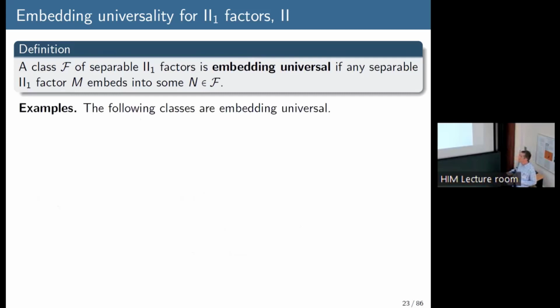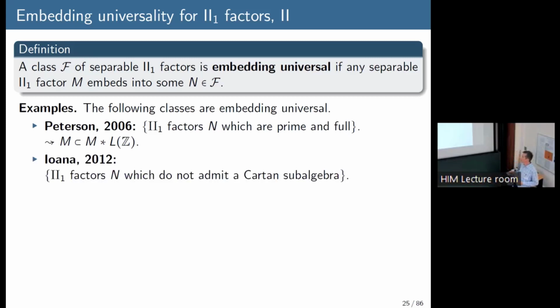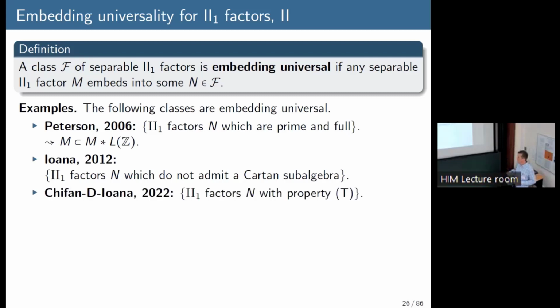And in the literature, there already exist some classes that are embedding universal. For instance, by the work of Jesse, the class of II_1 factors that are either prime or full is already embedding universal. Also, by the work of Adrian, the class of II_1 factors that do not have a countable approximate algebra is again embedding universal. And our result now says that the class of property (T) II_1 factors is embedding universal.